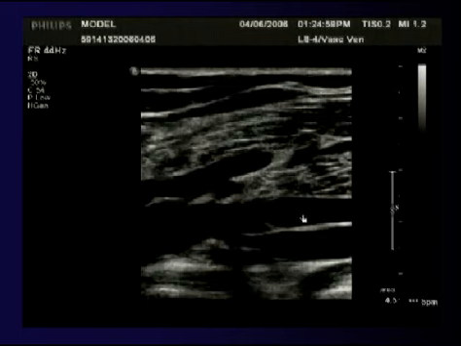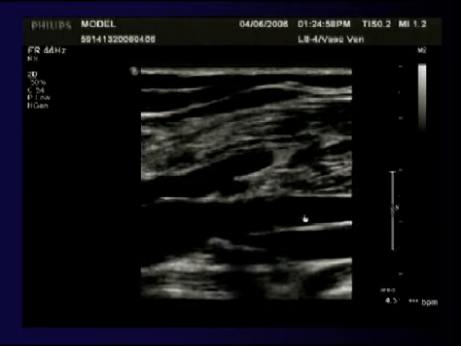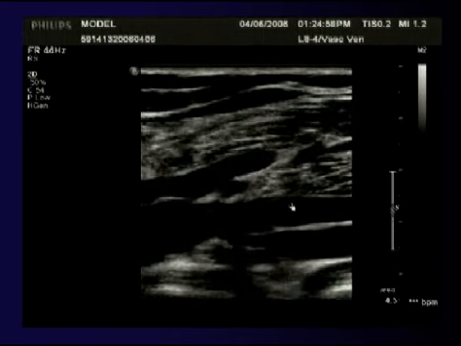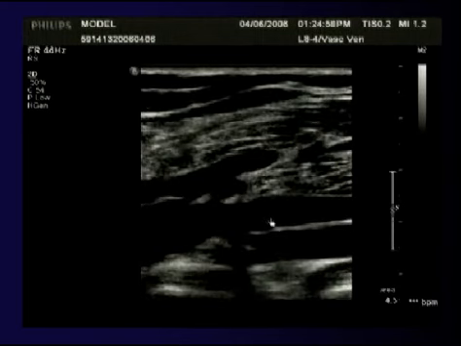One other thing to point out, sometimes you may see echogenic linear structures projecting into the lumen of the vein. These are the valves, and these are good locations to look for thrombus, as thrombus tends to form here first.